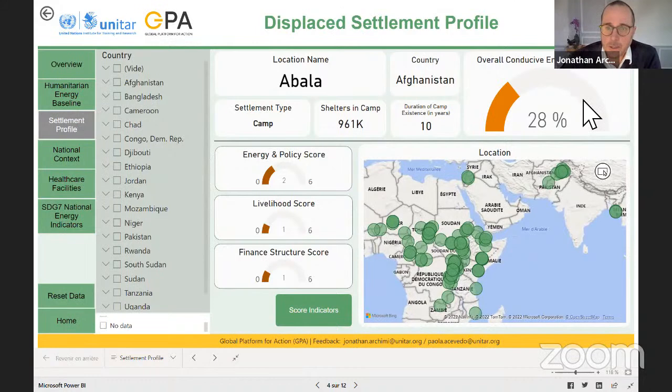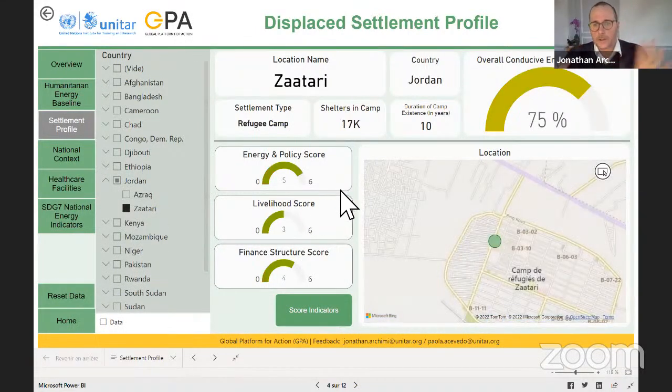So here, this page, I will show you, for instance, with Jordan, Zatari. So this page is a summary, with the focus, and with this page we try to convey the message, to try to provide some sort of a profile of a camp and its readiness level to integrate energy transition projects or to integrate new energies.